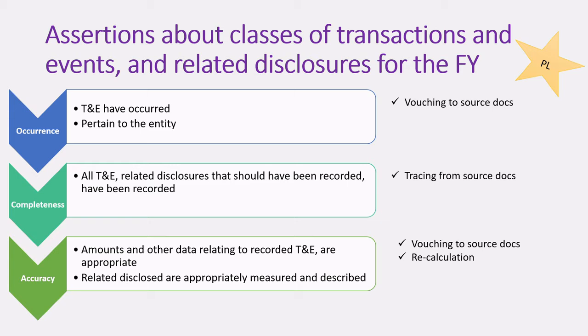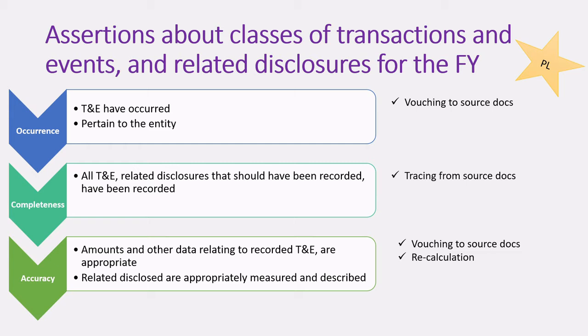The next assertion is completeness. That means all transactions, events and related disclosures that should have been recorded have been recorded. So they assert everything that they should have recorded has been recorded. To verify this, normally we do tracing from source documents.